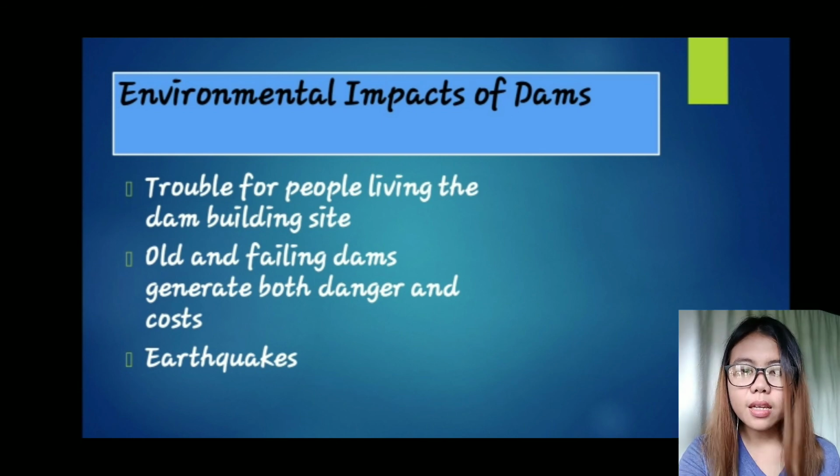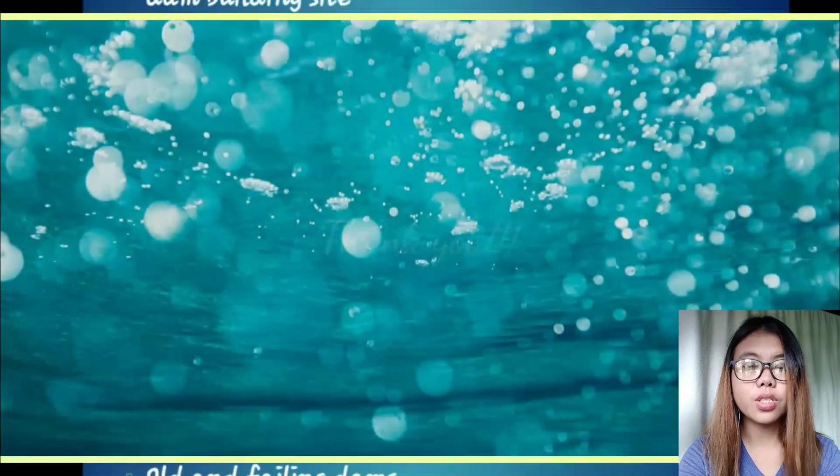And lastly, dams cause earthquakes. Scientists have attributed over 100 earthquakes around the world to dams and reservoirs. This phenomenon is known as reservoir-induced seismicity. This happens when extra water seeps into the microcracks and fissures under the reservoir and surrounding areas and lubricates faults already under tectonic strain.